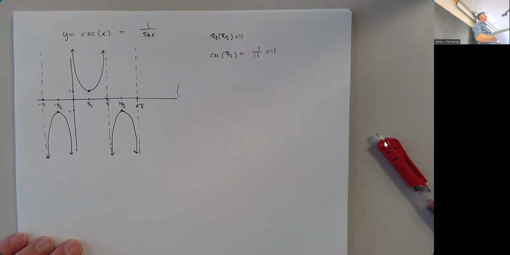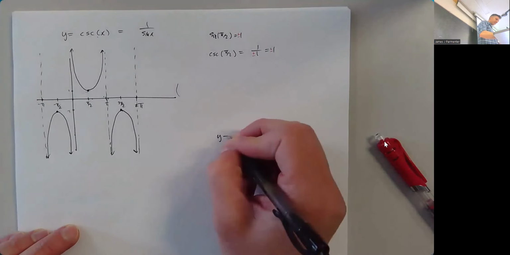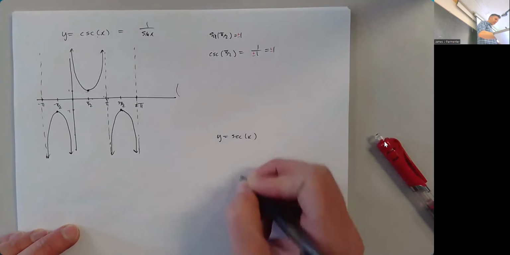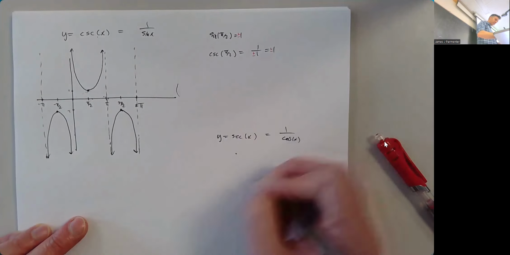We can do the same thing for secant, right? If I want to graph secant, same idea. I'm going to first graph cosine, or at least think about what cosine would do.